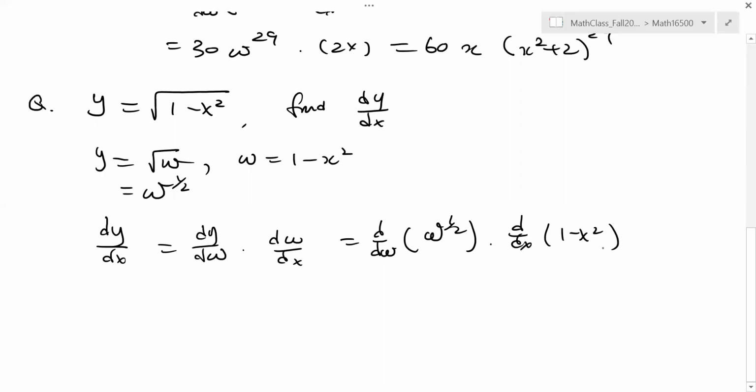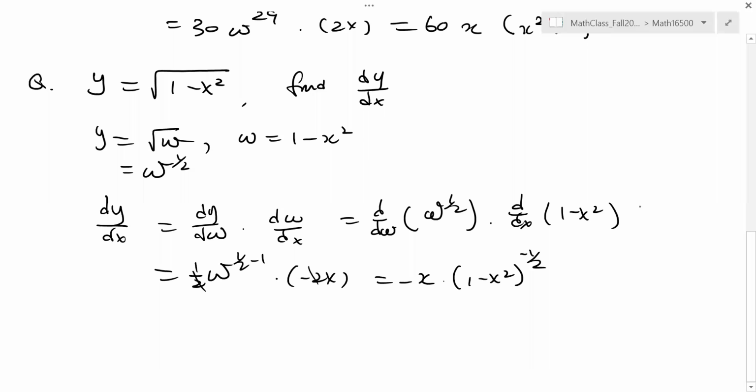All right, so now 1/2 minus 1, yeah. And this is negative 2x, and the 2 cancels out. I get a negative x, and w is going to be 1 minus x squared to the negative 1/2. Now, if your original question is in traditional notation, with the radical, you can also express it in that form. Okay, and both are correct.